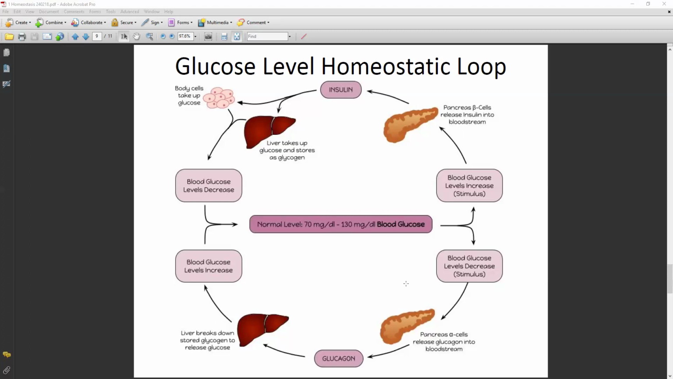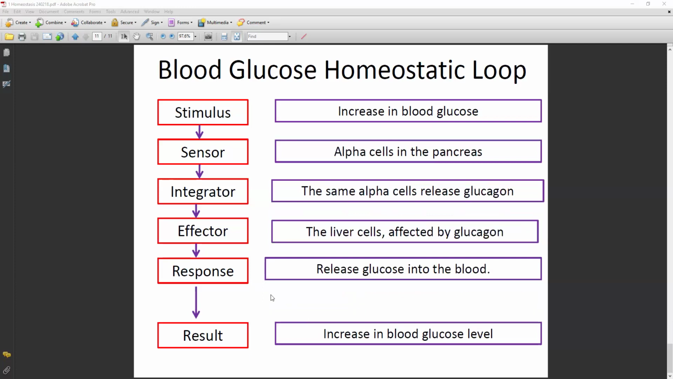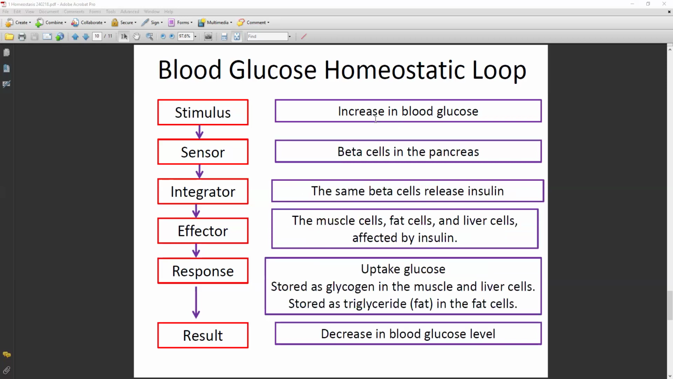For regulating glucose, we have the high glucose situation, and we also have the low glucose situation. So if we are going to fill out a homeostatic loop for hypoglycemia, the low glucose situation, then we go to this one. This is a slide that I didn't provide you earlier, but I will update it on Canvas.